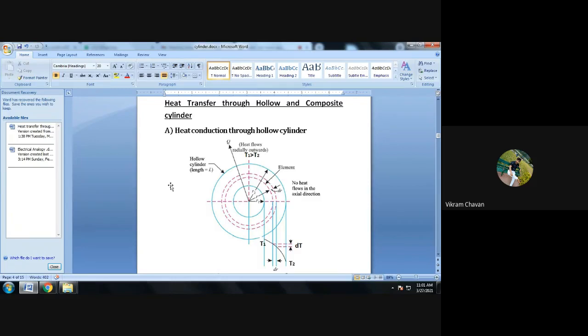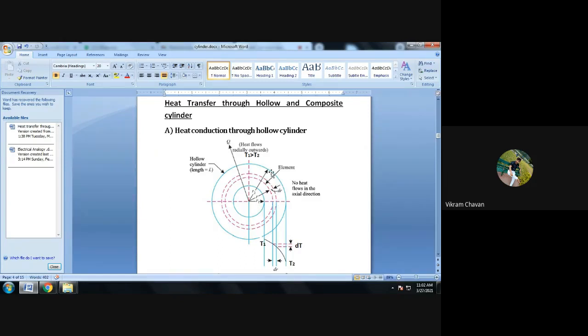Okay, so in the last lecture, we started the discussion on heat transfer through hollow and composite cylinders. In the first case, we took heat conduction through a hollow cylinder. A hollow cylinder means there is only one cylinder, and it is made up of a single material only. The cylinder has two radii: R1 is the internal radius and R2 is the external radius.